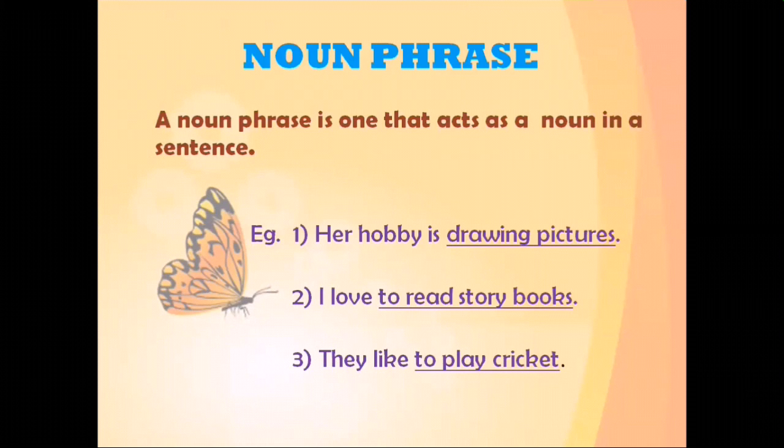See these examples. Her hobby is drawing pictures. What is her hobby? Her hobby is drawing pictures. So drawing pictures is a phrase which is acting as a noun here. Thus it becomes a noun phrase. I love to read storybooks. To read storybooks becomes the noun phrase. They like to play cricket. To play cricket becomes the noun phrase.